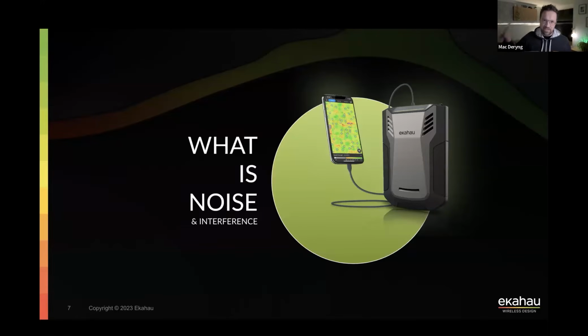Like we typically tend to do the surveys with an iPhone today and a Sidekick 2 connected to it, as you can see on the screen. But by all means, you can use AI Pro for that.